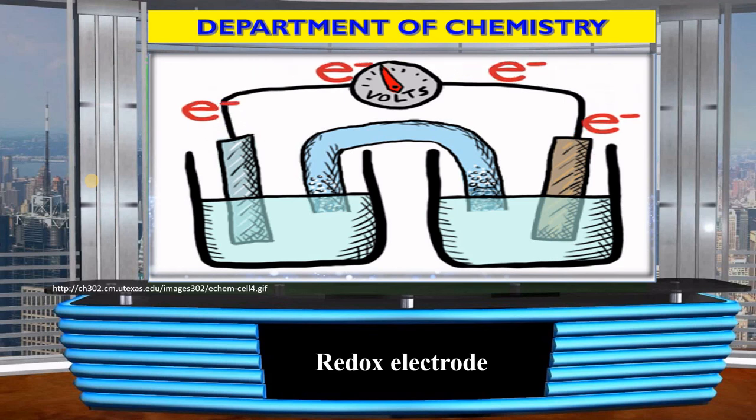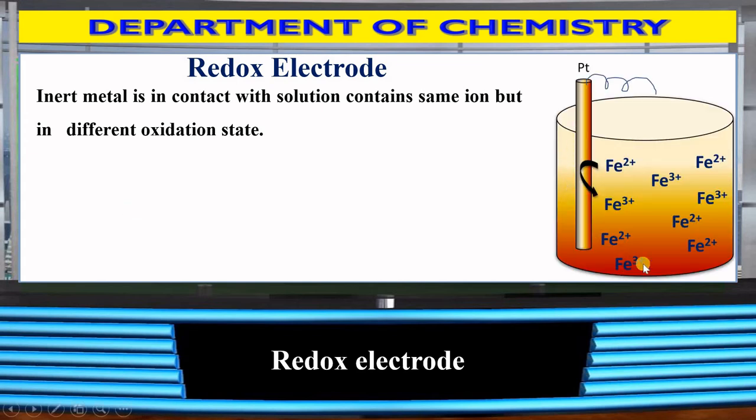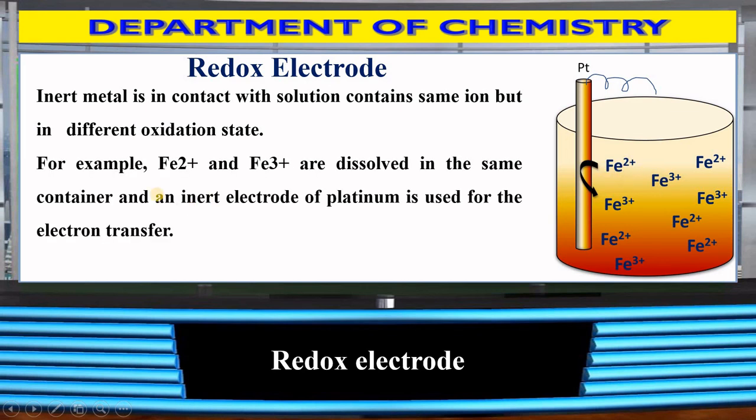Okay, now let's move towards the redox electrode. In a redox electrode, an inert metal like platinum dips into a solution which contains ions of the same element in different oxidation states. See here, this is the pure metal, platinum, and this is the beaker which contains a solution of the same metal present in different oxidation states. Suppose this is a solution of ferric chloride and ferrous sulfate, which contains the same metal in different oxidation states. For example, Fe2+ and Fe3+ are dissolved in the same container, and an inert electrode of platinum is used for electron transfer.